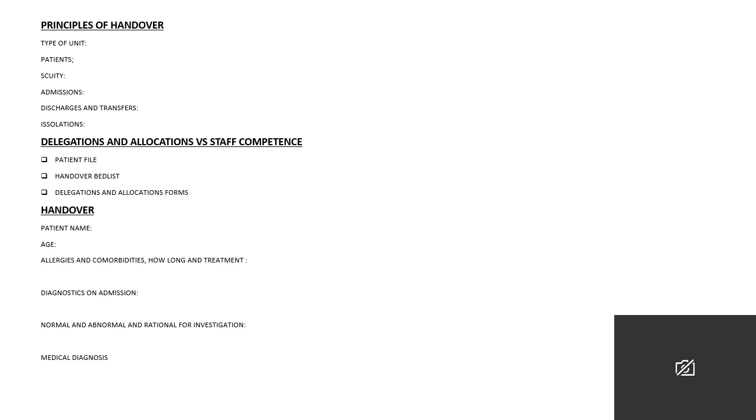Delegation and allocation versus staff competence. Is the patient file there? Is the handover bed list present? Are the delegations and allocation forms present during handover? And obviously during handover you have to say the patient's name, surname, age, allergies and comorbidities.